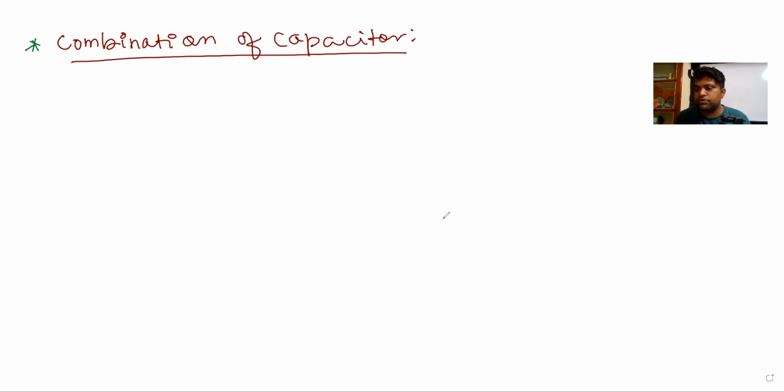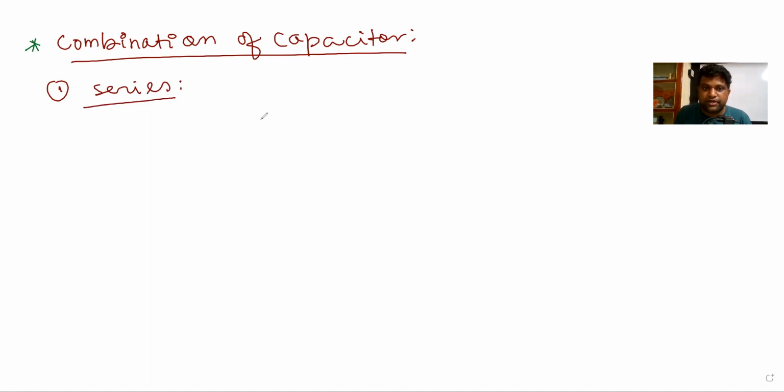Now what about the series and parallel combination of capacitors? If many capacitors are there in the circuit, what will be the result? What will be the equivalent capacitance or the net capacitance of the circuit? To solve all these things, first the basic two combinations we will discuss. The first combination we will discuss is the series combination.